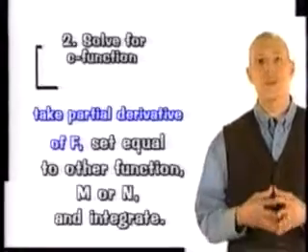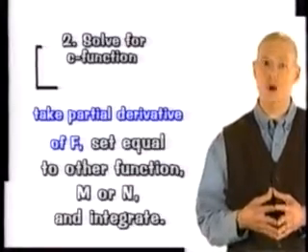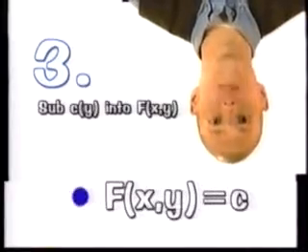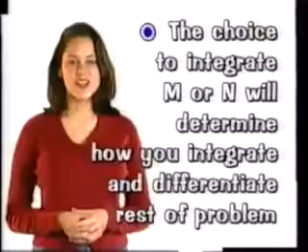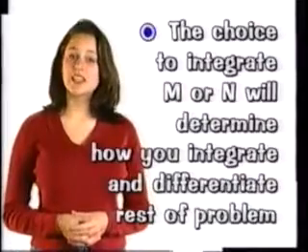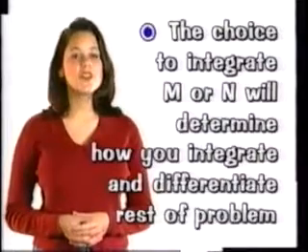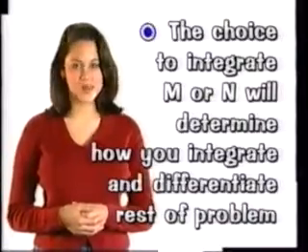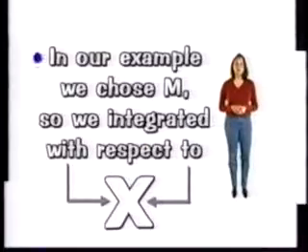To do this, take the partial derivative of f of xy and set it equal to the other function, m or n. And finally, now that we have solved for the c function, step 3 is to sub it into f of xy, and the solution to the exact differential equation is then obtained as f of xy equals a constant. One last point. Realize that the choice you make in the first step, whether to integrate m or n, will determine how you integrate and differentiate the rest of the problem. In our example, we chose the m part, so we integrated with respect to x.